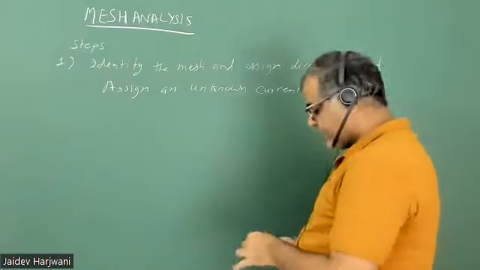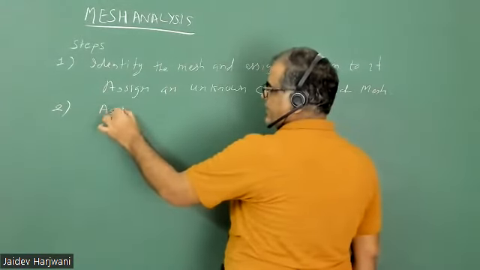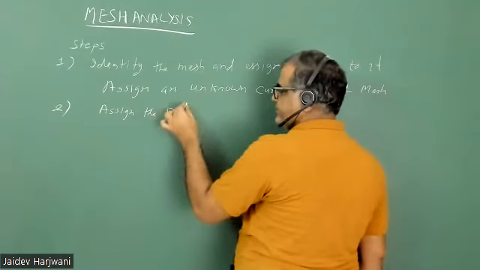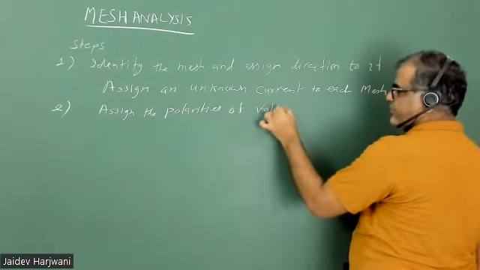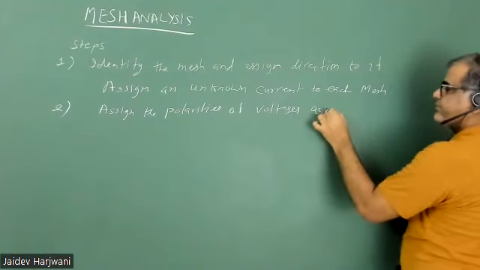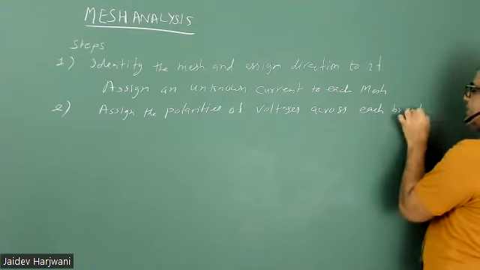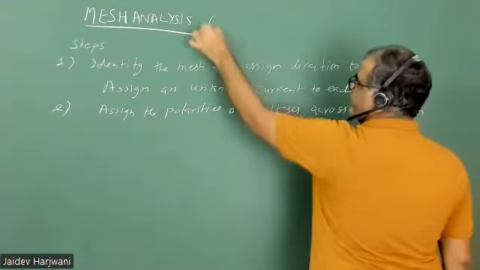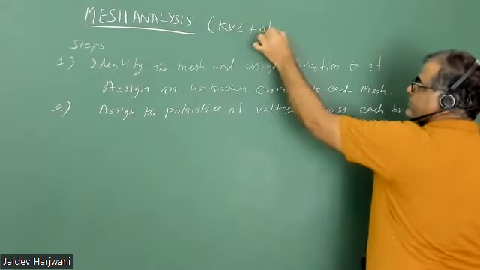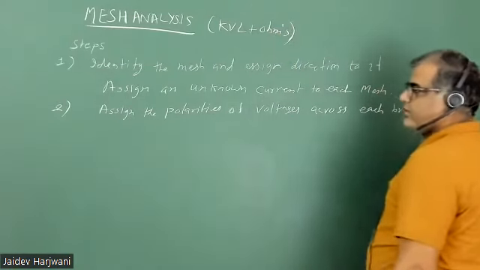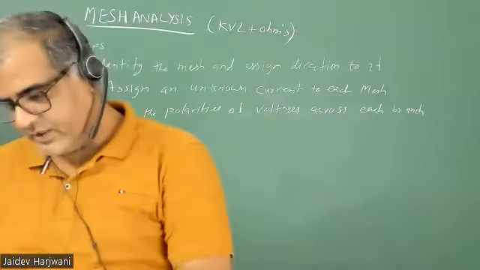Then once you have identified the mesh, you have assigned the current and direction, then the second point, assign the polarities of voltages across each branch. Okay. So basically, this method is a combination of Kirchhoff's voltage law. So you have to apply KVL around the loop, keeping in mind Ohm's law. So this technique uses KVL and Ohm's law. And once you have assigned the polarities, then you have to write the KVL.